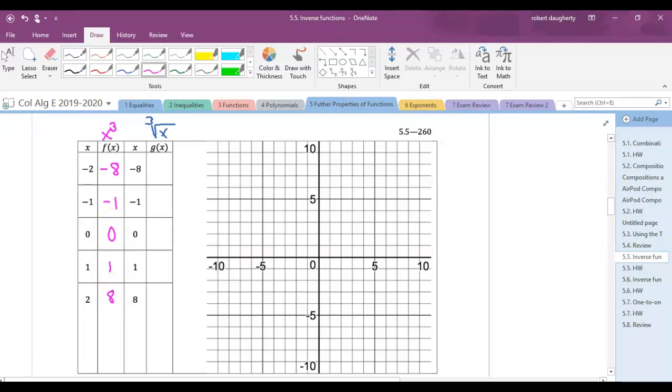What is the cube root of negative 8? Negative 2. Cube root of negative 1, cube root of 0, 1. Cube root of 8 is 2. So if I graph these functions, the first one goes through what? Negative 2, negative 8, so that's right down here. Negative 1, that's right here. 0, 0, 1, 1, 2, 8.